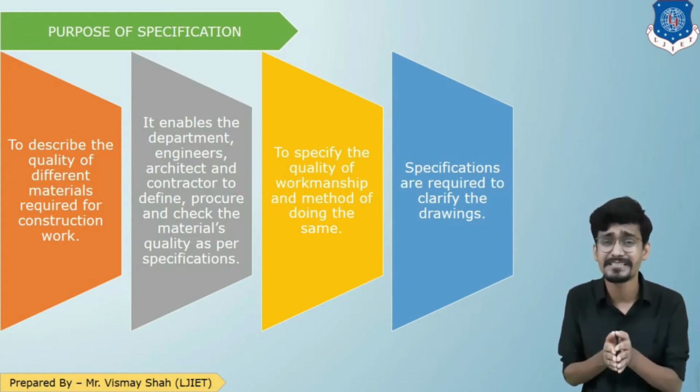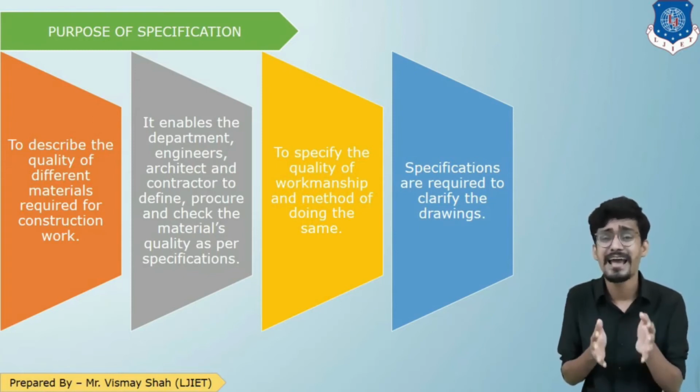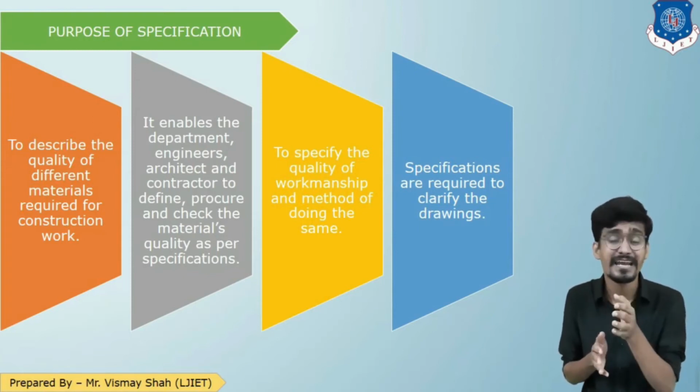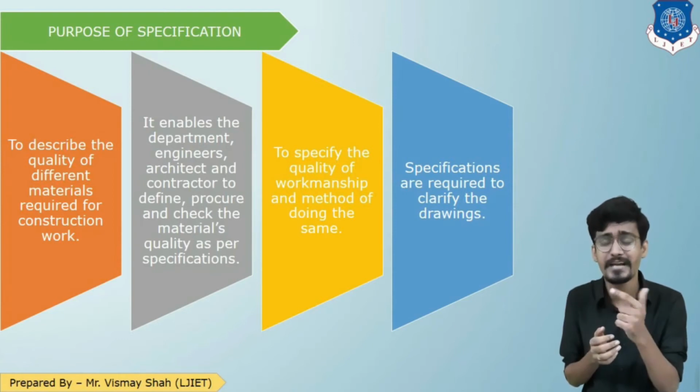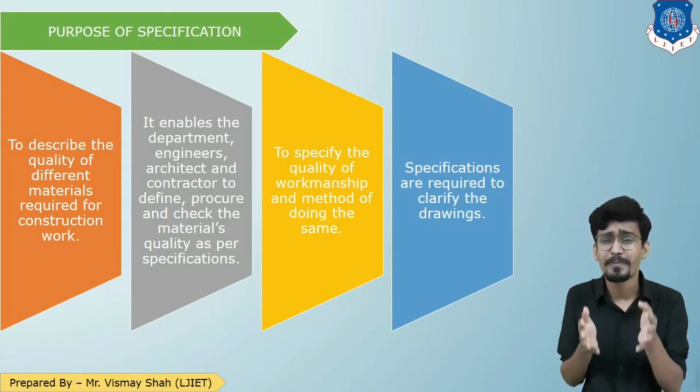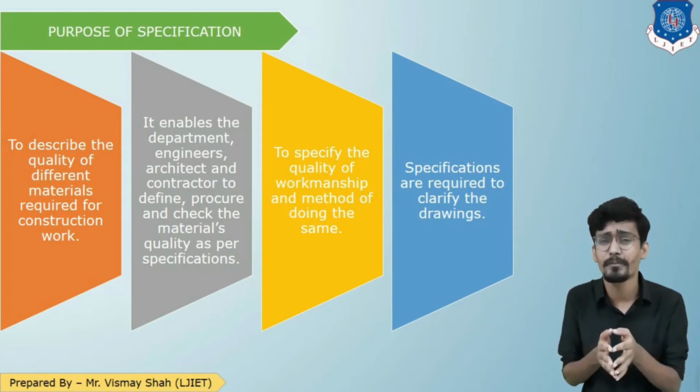The second purpose is that it enables the contractor, the engineer or the architect to procure the material and check the material as per the specification. Again, if you are a contractor, it will help you to buy, procure and store the material. If you are an architect or the client's engineer, it will help you to check the quality of the material as per the specification. The next is to specify the quality of the workmanship for doing the same work.